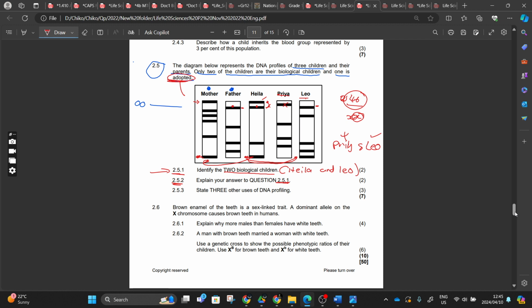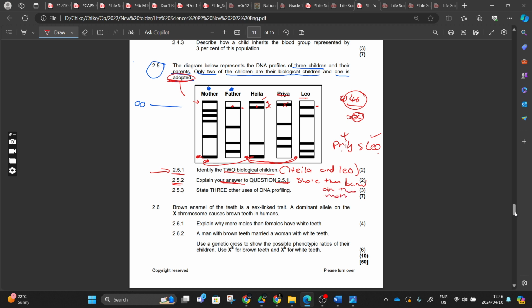So now we want you to explain your answer here. If you wrote Priya and Leo, you are going to explain your answer here, Priya and Leo. Maybe you might say, I'm not sure how you are going to explain this one. But right now we chose Hela and Leo. So we are going to explain here Hela and Leo. We can say Hela and Leo share the last band, or the last bar. We see the same bar from Leo and Hela and the mother.